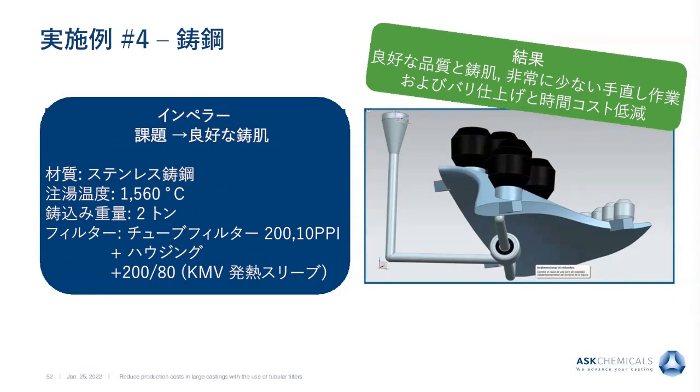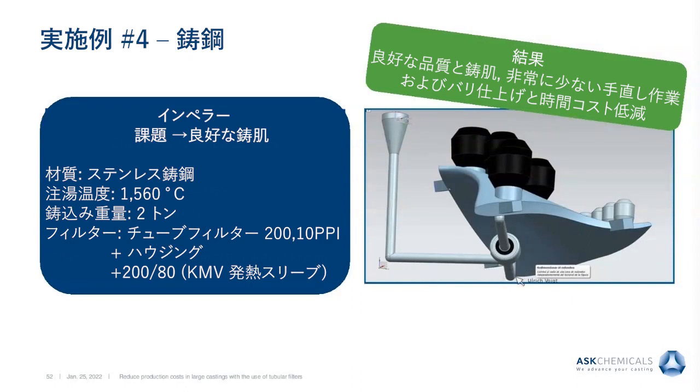Another case study, also steel. It's a casting called impeller. The challenge here was a better surface. You can see it's a more or less flat casting, and we had to improve its surface. We could reach that by using simply a tube filter of 200 tall and one housing.